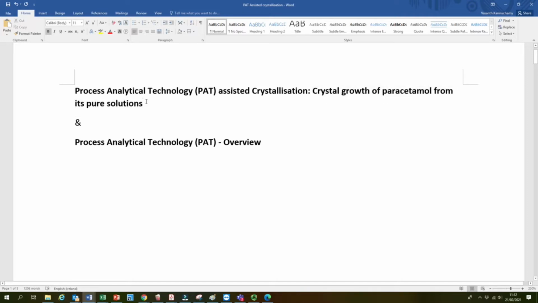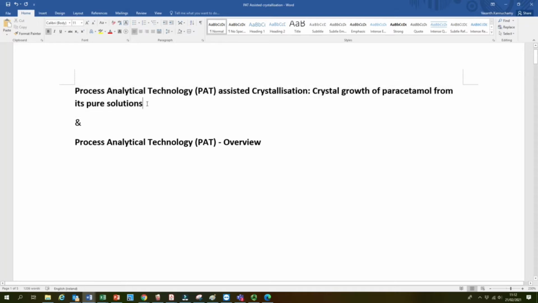In fact, we used isopropanol and we used pure paracetamol, and then we crystallized this particular compound from its pure solutions. So that's the whole experiment. So you need to write a report, and this will be the title of your laboratory report.